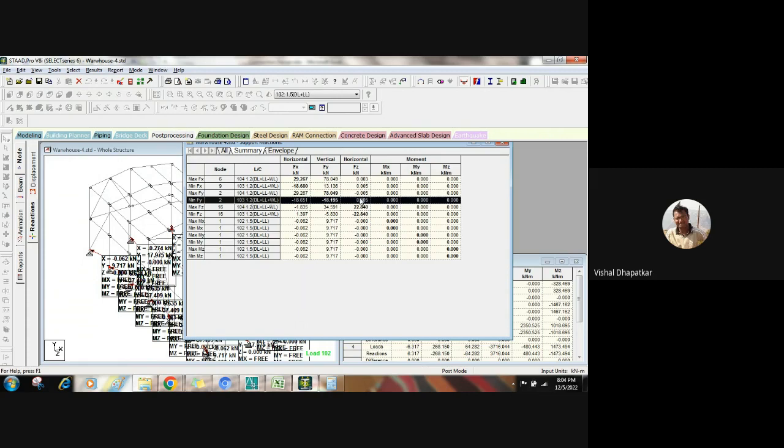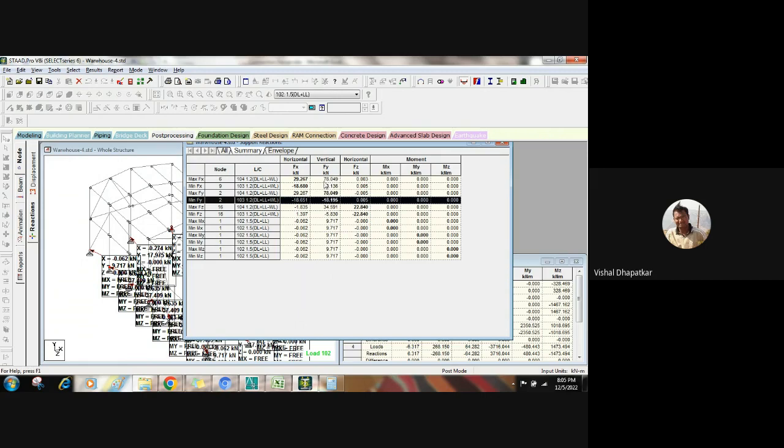Then third one will be the maximum tension, where I am getting maximum tension for load combination of 103. Maximum tension means minimum value in the FY column, right? Vertical minimum value is your tension. So I'm getting tension of 18 kilonewton, and corresponding shear I have to consider to design the anchor bolts, right? So I got the three combinations.